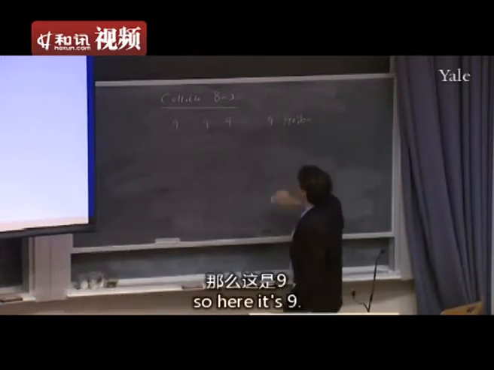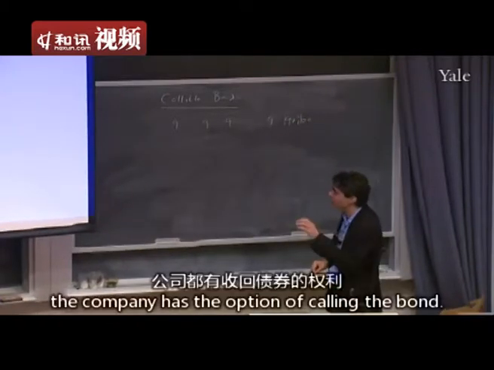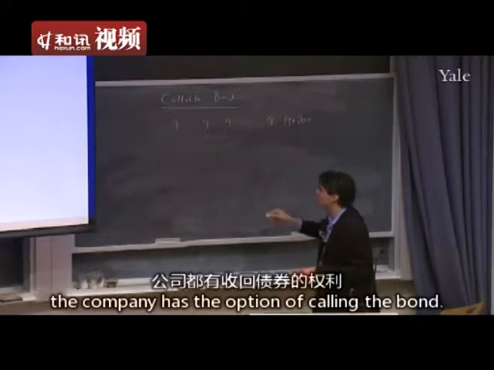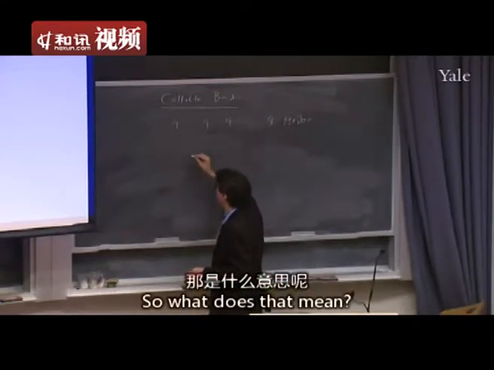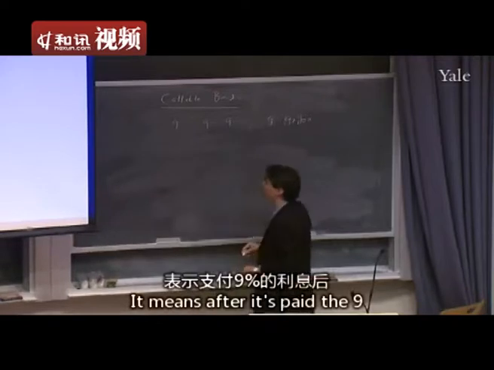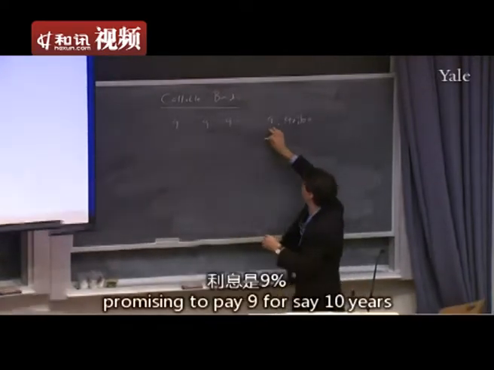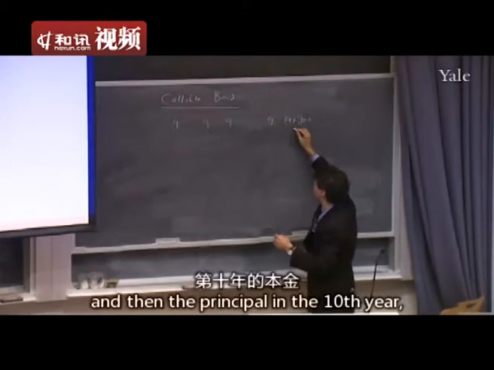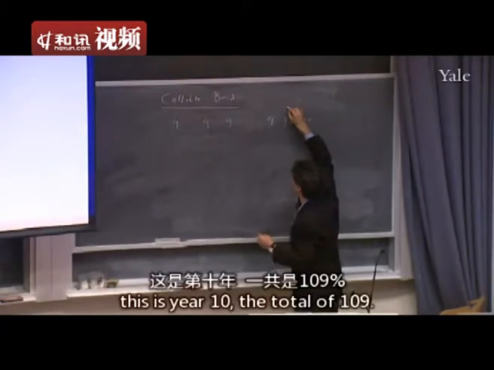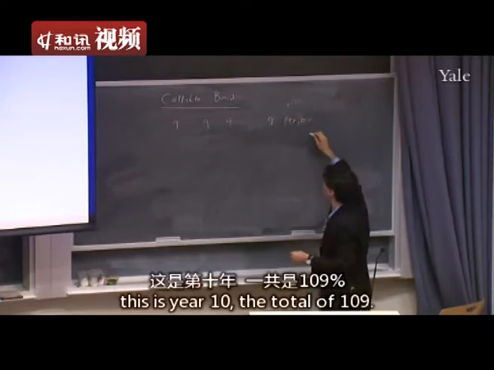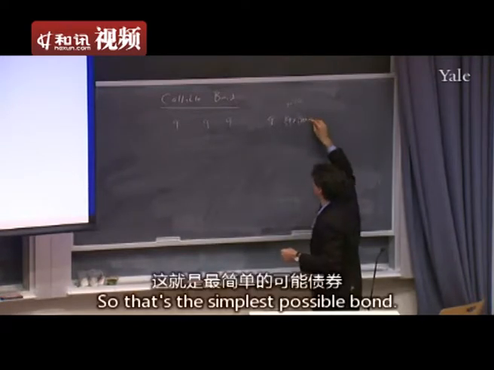So at any time, the company has the option of calling the bond. So what does that mean? It means after it's paid the 9, the company has issued a bond promising to pay 9 for, say, 10 years, and then the principal in the 10th year, this is year 10, for a total of 109. So that's the simplest possible bond.